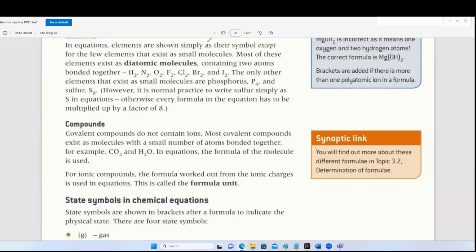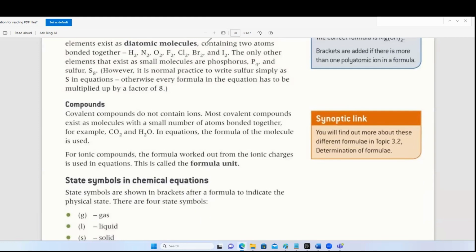So, for an ionic compound, the formula worked out from the ionic charges is used in the equation. This is called the formula unit. Why is it called a formula unit? Why do we have to name it specifically, the chemical formula? Why do we need to say formula unit, for example NaCl, or another one like copper sulfate?